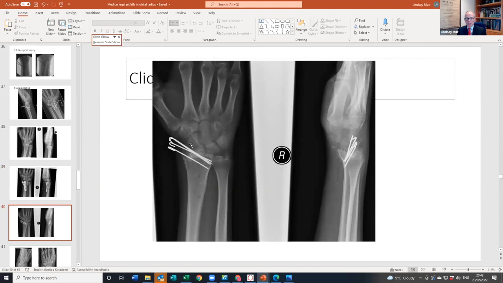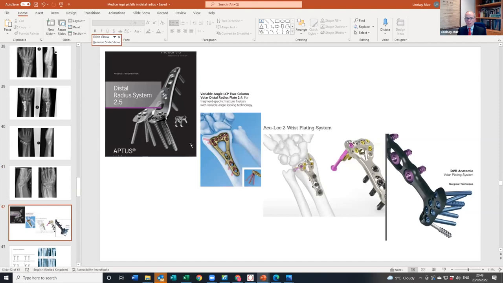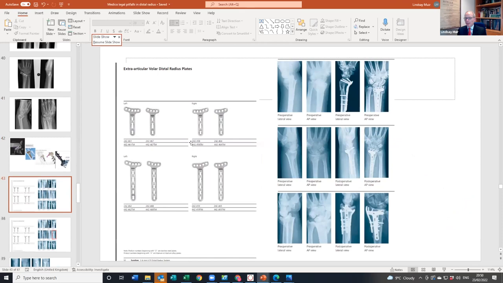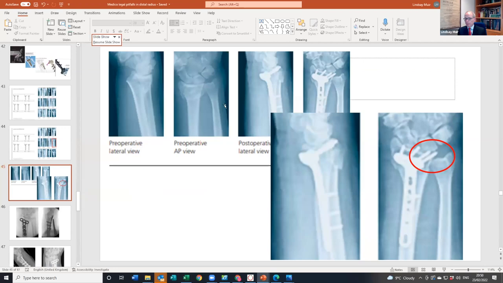This patient, another medical legal case, turns up with this fracture. I think we'd all agree this is a reasonable indication for surgery. So what plate are we going to use for that? Well, we've got our choice of all these shiny brochures of ever greater complexity. And if we really want to be a little bit on the cheapskate side, then we could use one of these plates. And we could look at the brochure, but maybe not look too carefully, because if we look at this picture here and follow that exactly, then this one also has some screws at the back. So don't follow that brochure.